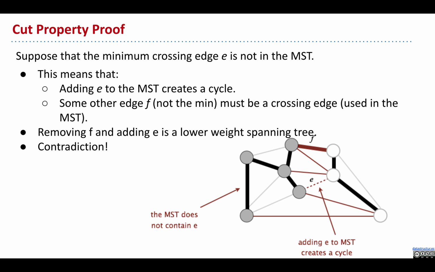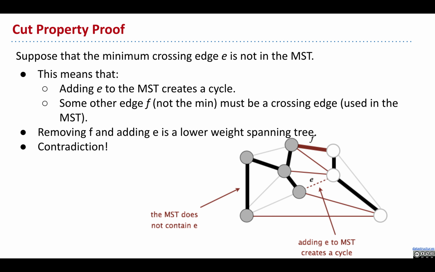All right? So we know that this assumption that we made in the beginning cannot be true. This is a contradiction because we're saying that the minimum edge E cannot be in it, but adding E will end up making it better. So we know that this is a contradiction. This crossing edge E must be in the minimum spanning tree. So that means that every minimum crossing edge across every cut must be in the minimum spanning tree.